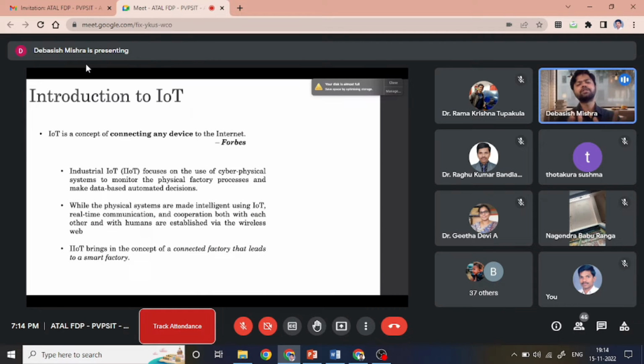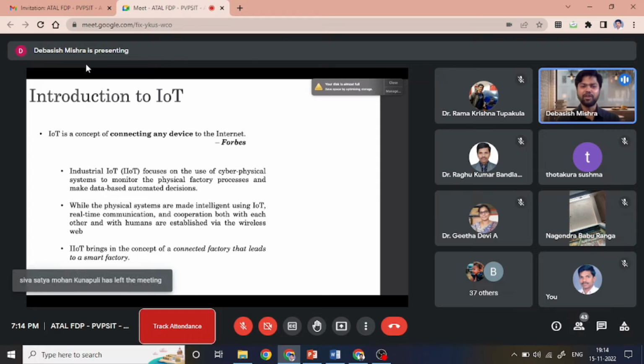So just to give a small idea about how people are looking at the Internet of Things, this is one definition which is given by Forbes. It is a concept of connecting any device to the Internet. So our TV that we are mostly using nowadays, the smart TV, can be called an IoT device because smart TVs are connected to the internet.